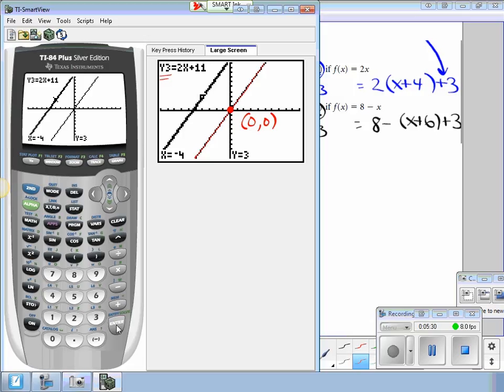What am I going to get on y3 when I trace to 0, enter? What's going to be the y coordinate? How far up did it move? 11. When you hit enter, it should say 0, 11. Now, I can't see it right now because it's just off the top of the screen.